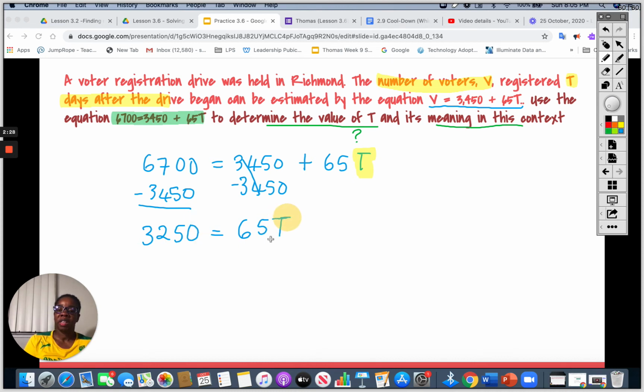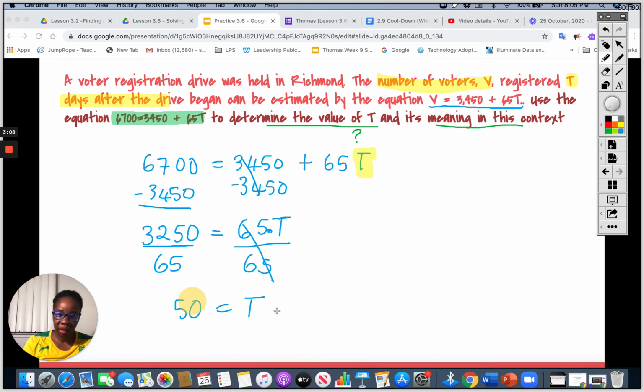65T means that T is being multiplied by 65, so to undo that multiplication we do the inverse, which is division. So we divide by 65 on both sides, and when we get 3,250 divided by 65, these cancel each other out, we are just left with T that is going to be equal to 50. And then what does that 50 represent?